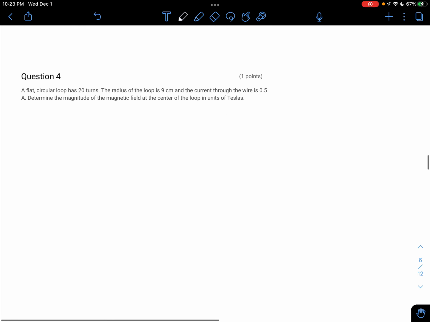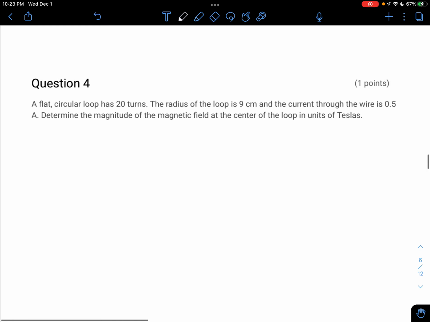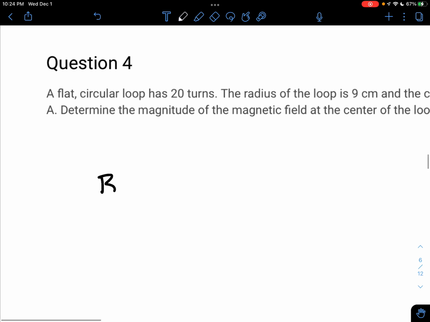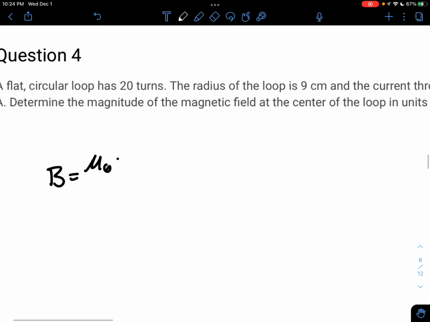Now question 4. For this one, we're determining the magnitude of a magnetic field in the center of a loop. So for this one, we have a fun new equation that we get to use. Our magnetic field equals our mu naught N i over 2r. Ooh, that is a nasty looking R.